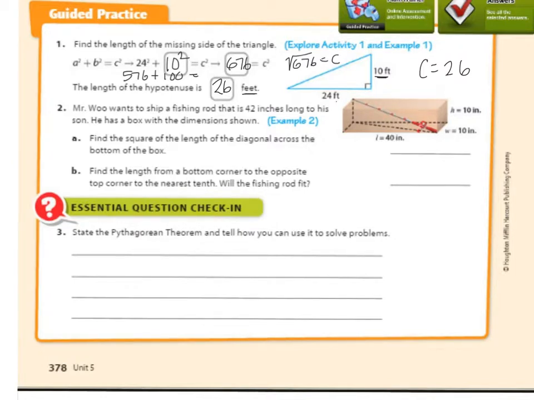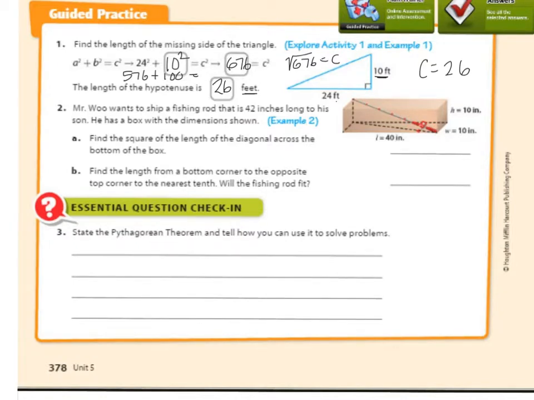Okay, number 2. Mr. Wu wants to ship a fishing rod that is 42 inches long to his son. He has a box with the dimensions shown. So we've got a box that's got a length of 40 inches, it's got a width of 10 inches, and it's got a height of 10 inches. And this fishing rod is that diagonal through the box.